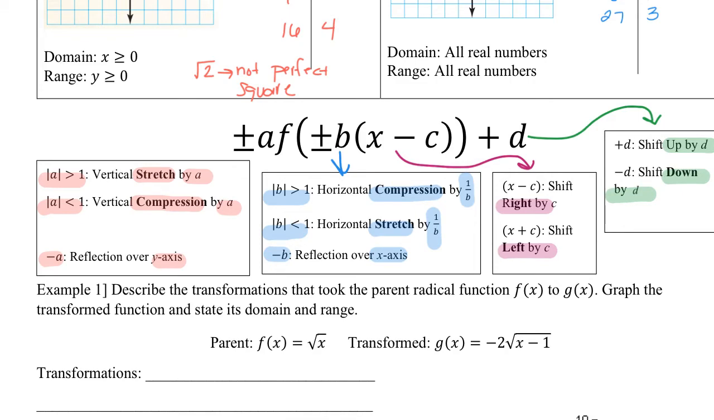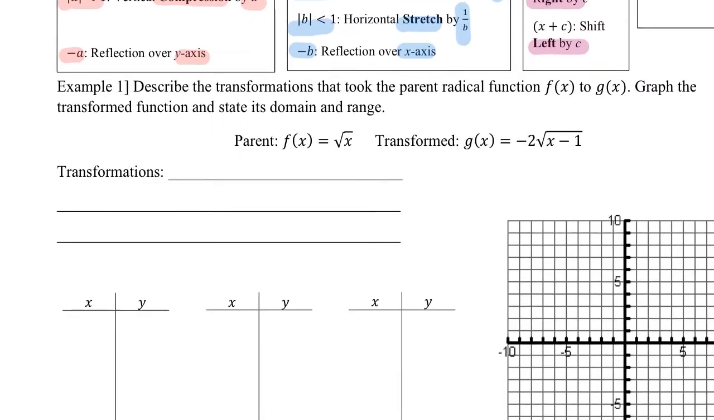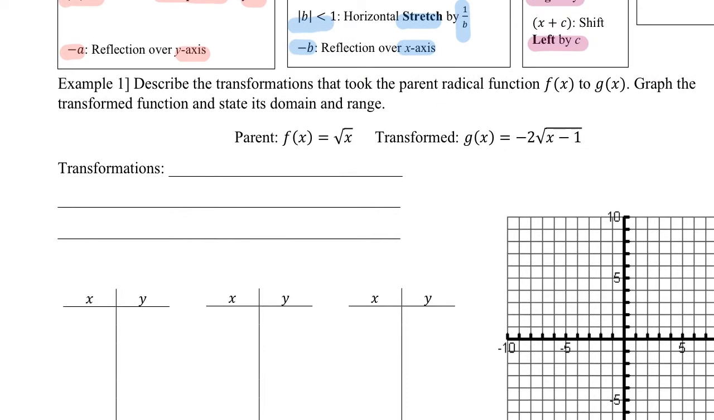So for our first example, it says describe the transformations that took the parent radical function f of x to g of x, graph the transformed function, and state its domain and range.